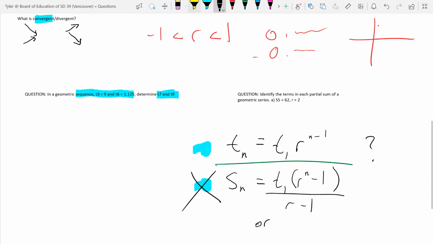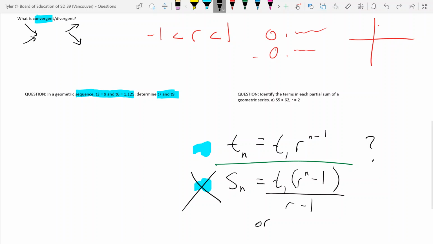So I like to look and see what we have. Do I have Tn? Well, yeah, I guess I could use like T3 as my Tn. That's fine. Do I have T1? I don't. Do I have my R? It didn't give it to me. And I do have N, because in this case it would be 3. So I don't have enough information yet. I need to find either T1 or R. So usually R is the one that you can calculate if they give you multiple terms.